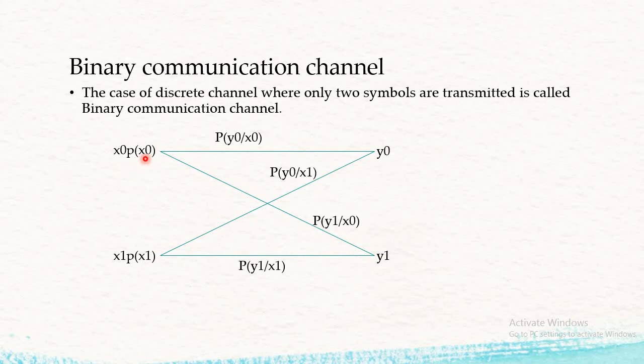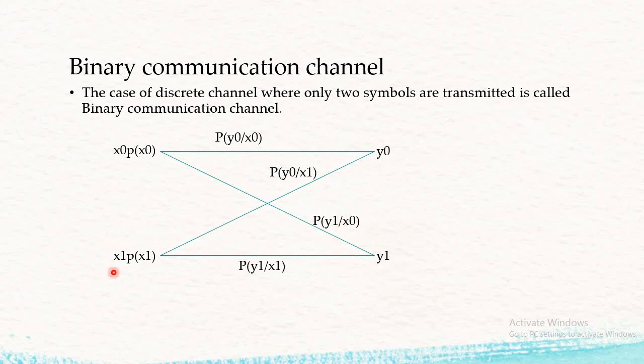Now here one thing is very important. If you are transferring the signal x0 and we are receiving the signal y0, the probability of this particular channel is given as P(y0/x0). Second condition, if you are transferring the signal x0 and you are receiving y1, the probability of this particular channel is given as P(y1/x0), that is y1 received when x0 is transmitted.